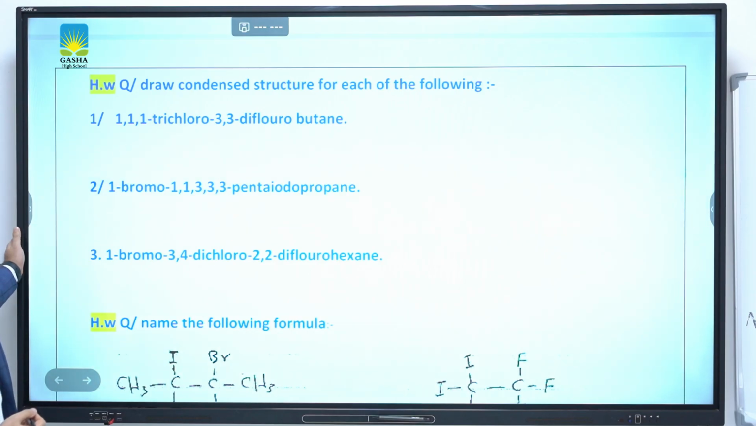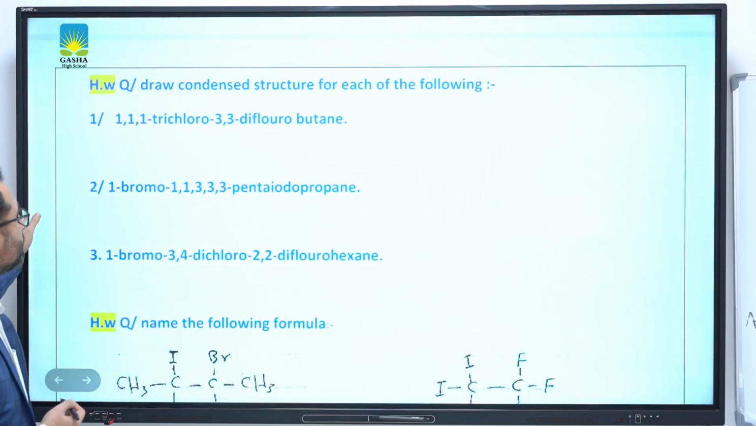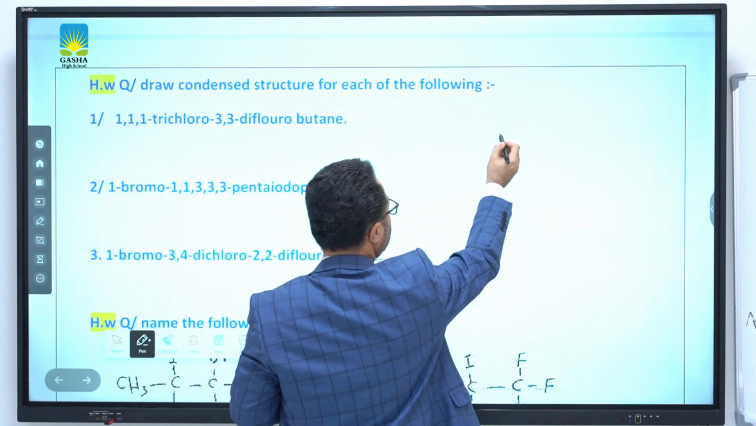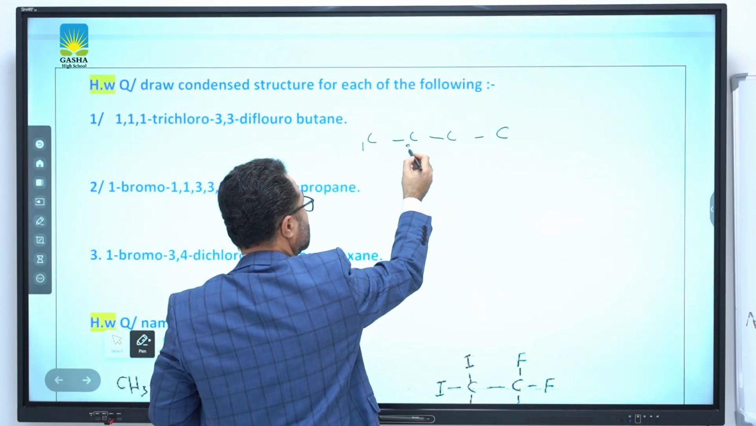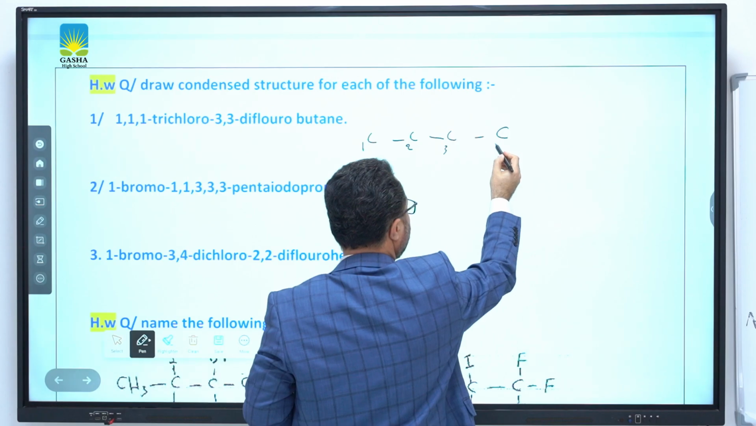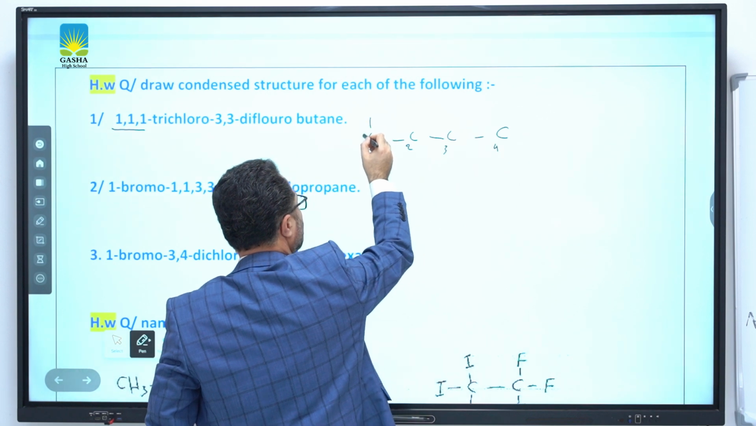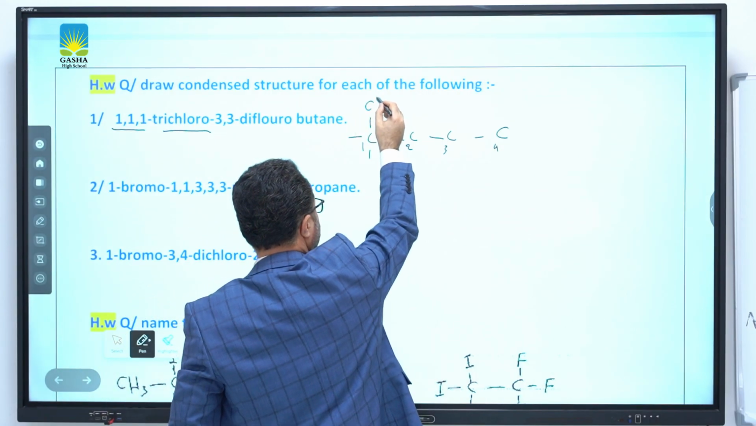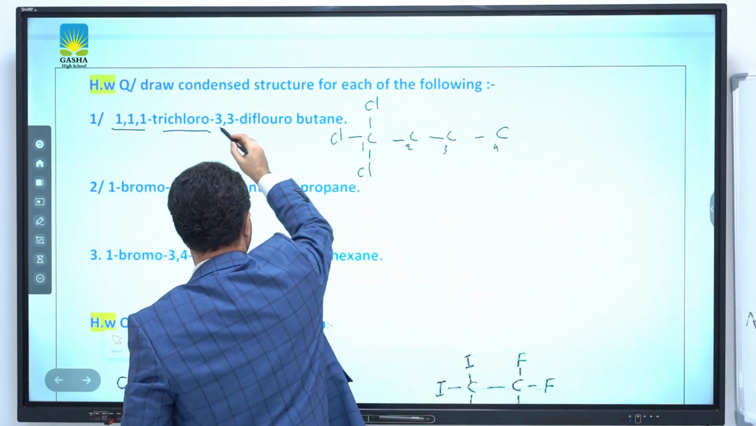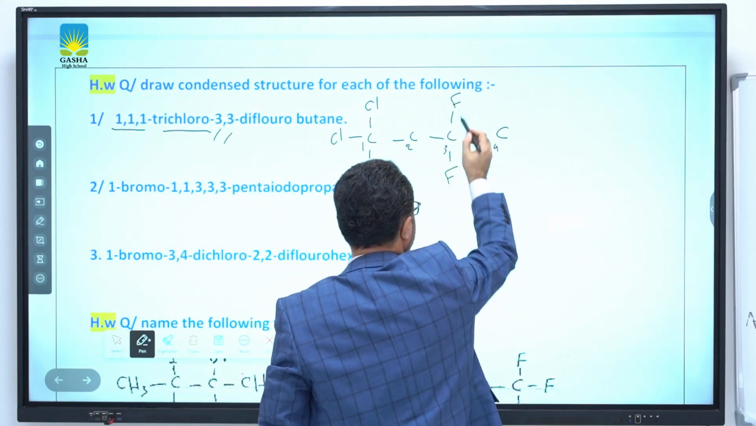Write the structural formula for 1,1,1-trichloro-3,3-difluorobutane. First write the parent hydrocarbon, so you write 4 carbons: 1, 2, 3, and 4. Number it from the side you need. On carbon 1, three times, we have 3 halogen atoms, chloro, Cl, Cl, Cl. And on 3 and 3 we have difluoro, F and F.